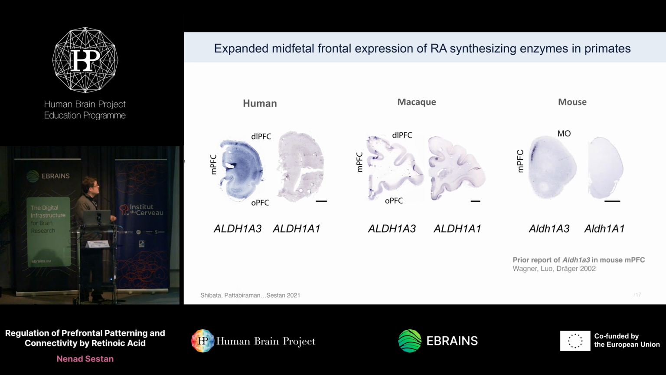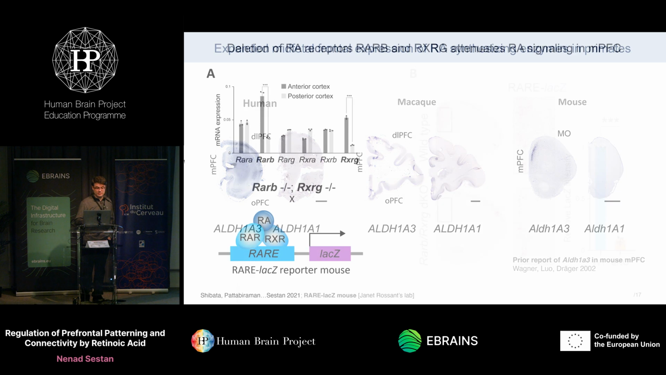And when we look at the mouse, we could only find, and actually this was discovered almost 20 years ago by Ursula Drager, that one of these enzymes was expressed here. A3 is expressed in medial prefrontal cortex, but A1 was not expressed. So clearly there are examples of species-specific changes in the expression of the key synthesizing enzymes.